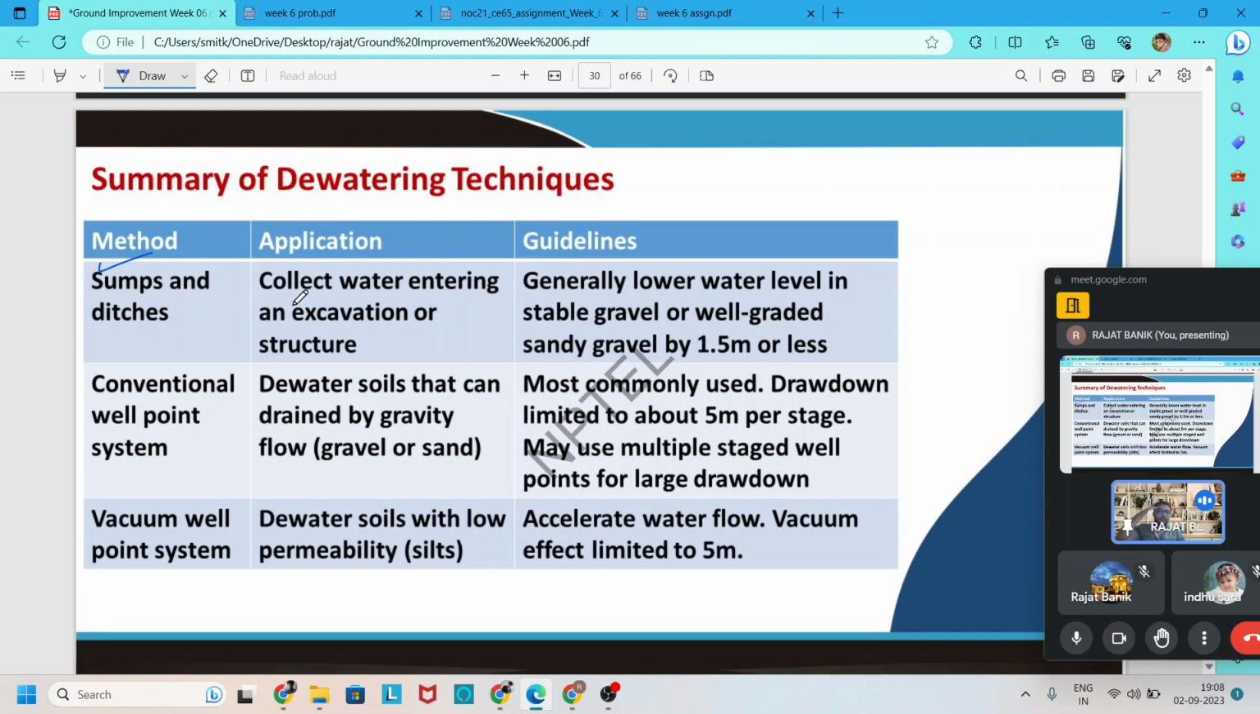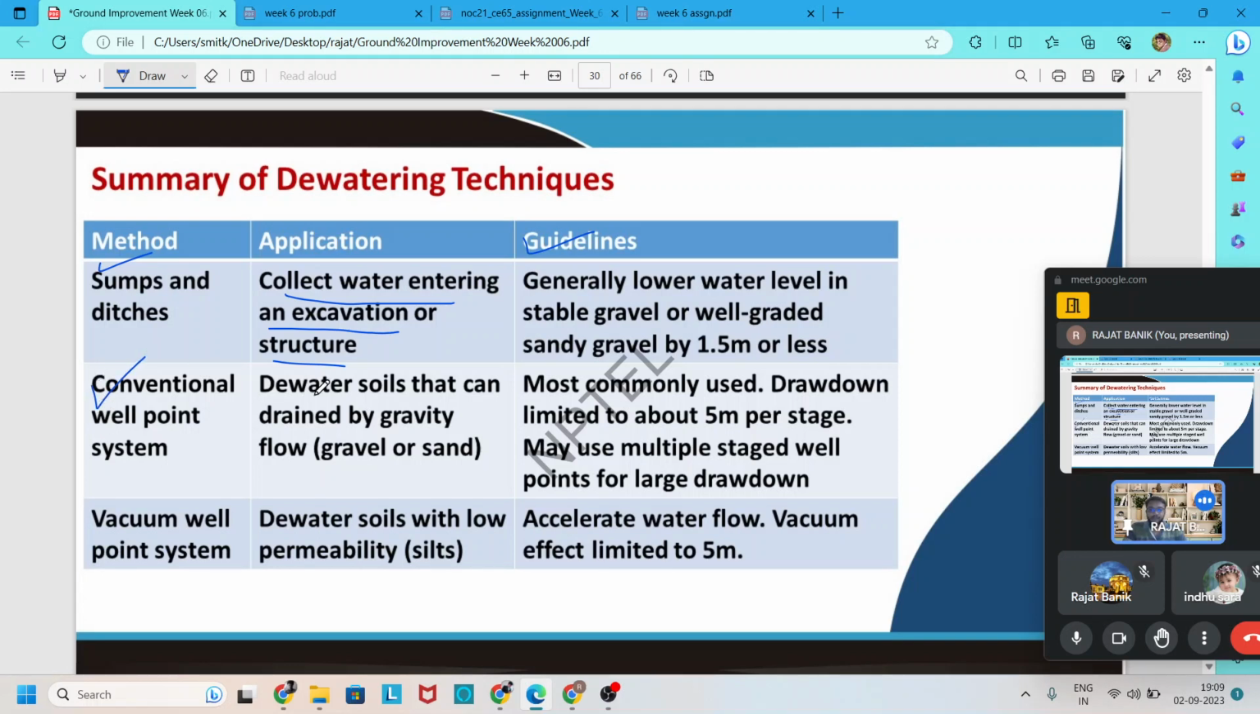In sumps, the application is to collect water entering an excavation or structure. There are some guidelines also. Generally, they lower the water table in stable gravel or well graded sandy gravel by 1.5 meter or less. That means sumps and ditches are used only to lower the groundwater table by up to 1.5 meter or less, or only for well graded sand and sandy soil.